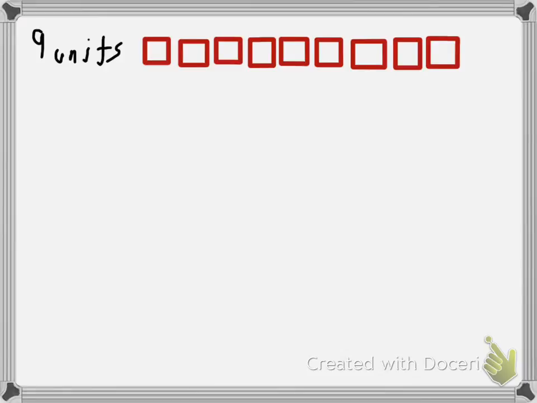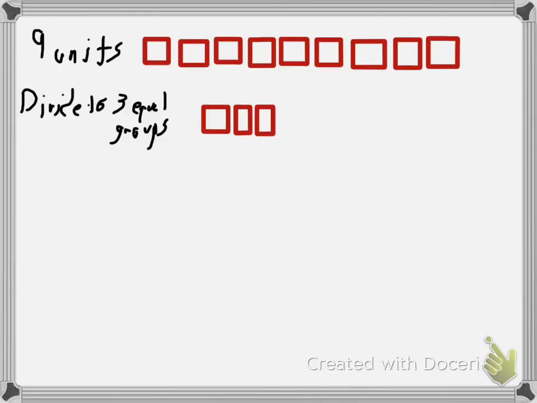Okay, so I'm going to have a problem here. I have 9 units. So I first want to start this example by showing what 9 units looks like. So I can see 1, 2, 3, 4, 5, 6, 7, 8, 9 right there. Now, the next thing I want to do with these 9 units is divide them into 3 equal groups. Okay, and if I take these 9 and divide them into 3 equal groups, I would have 1, 2, 3, 4, 5, 6, 7, 8, 9.